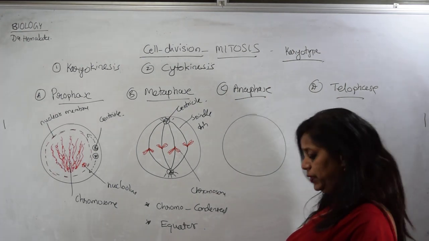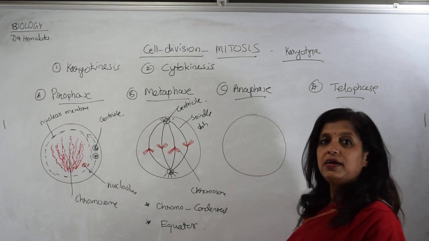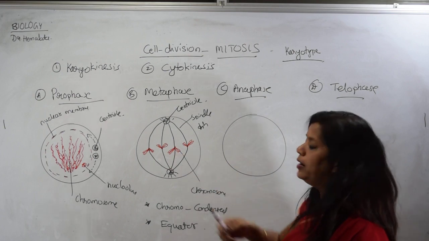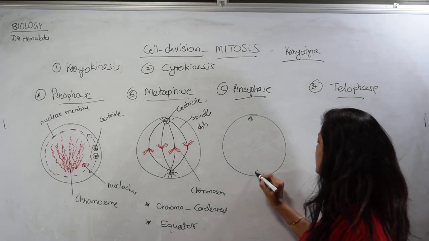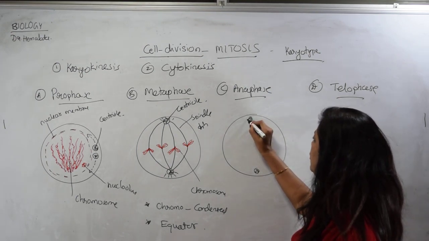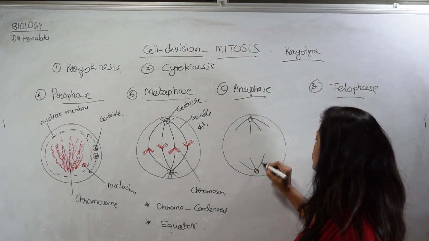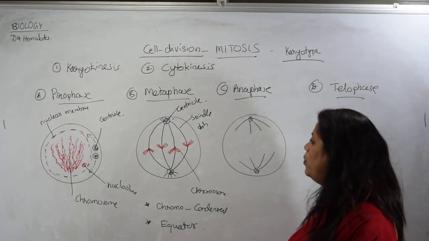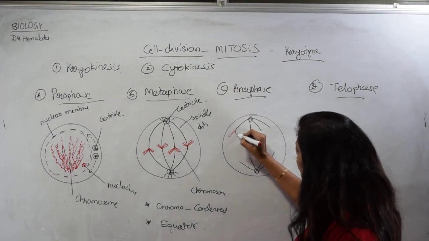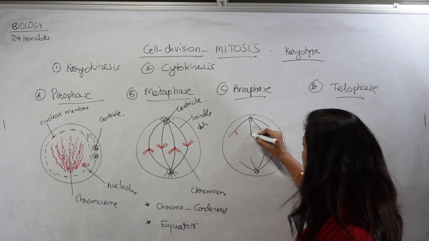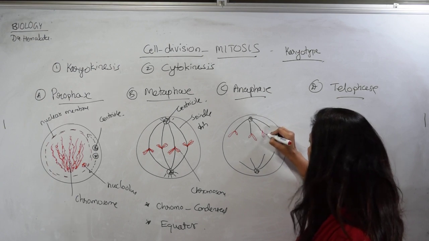Next stage is anaphase. Anaphase is the stage where chromosomes are cut at the centromere position. Here they are cut and pulled by the spindle fibers. Now I draw the centromere again. 1, 2, 3, 4. Spindle fibers I am drawing. 1, 2, 3, 4. Now our chromosomes are cut at the centromere position and moving towards the respective poles. One is here. One is here. One is on this side. They are all cut.